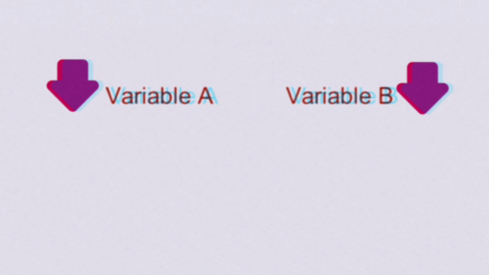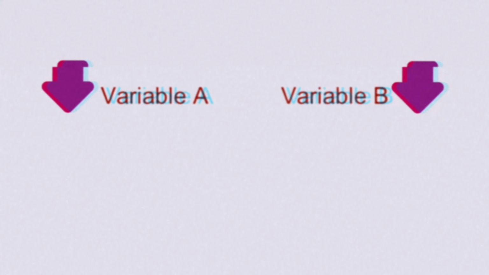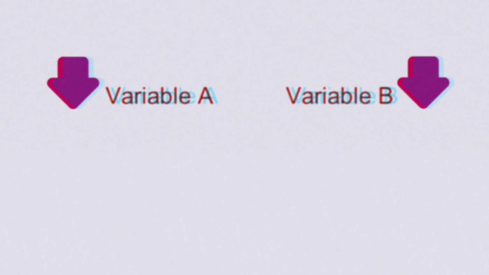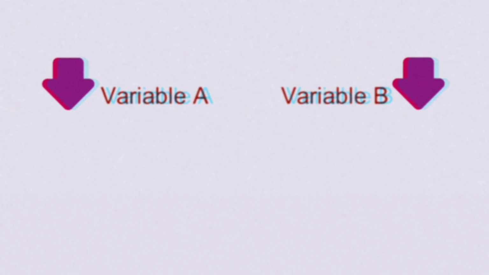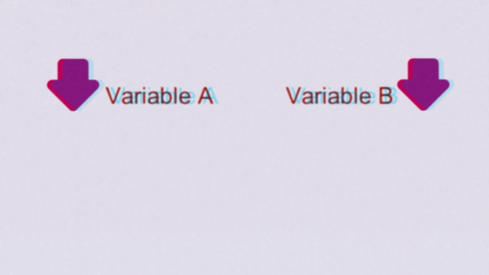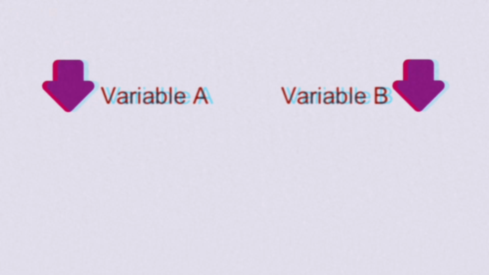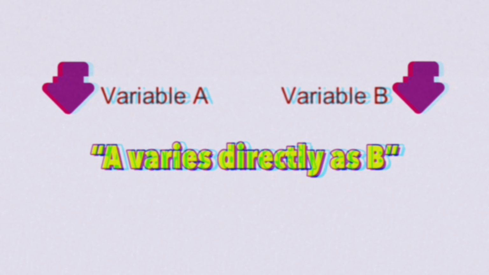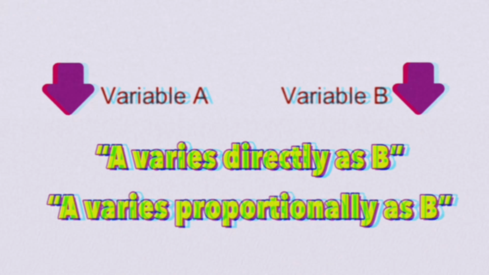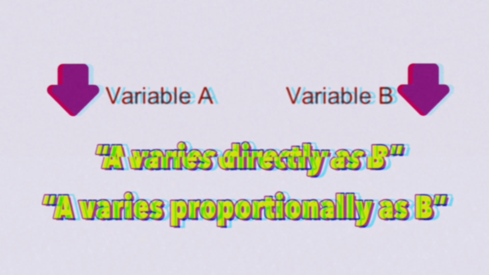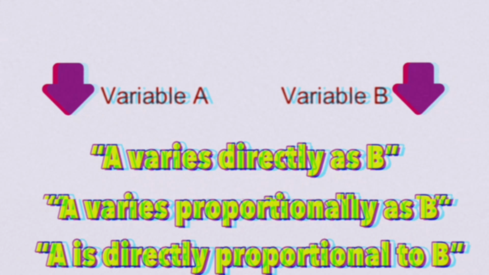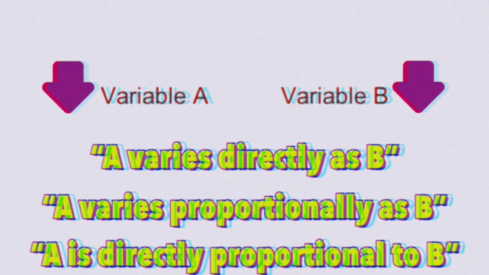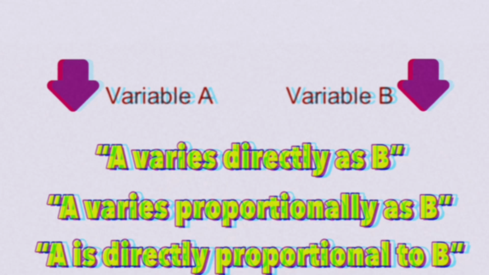Again, please notice that for a direct variation, both variables have to increase or both variables have to decrease. So whenever we see this type of relationship where both variables increase or decrease, we can go ahead and say that A varies directly as B, or we can also state this as A varies proportionally as B, or A is directly proportional to B. Now let's take a look at some real-life examples of direct variation.